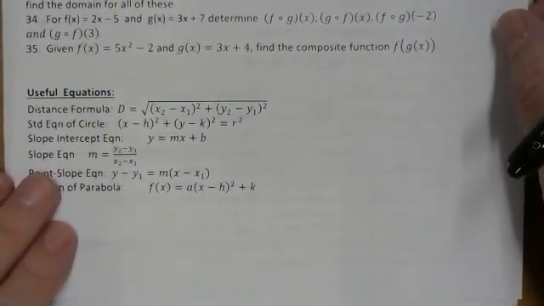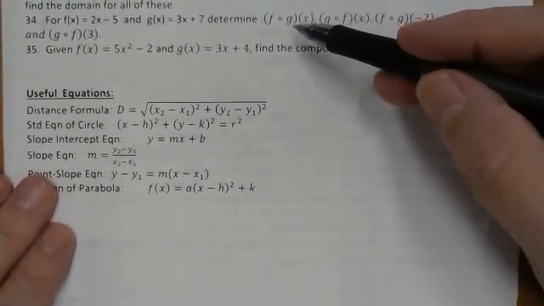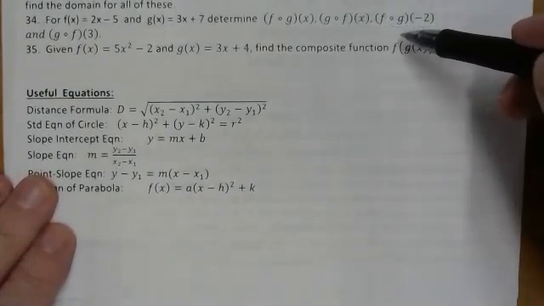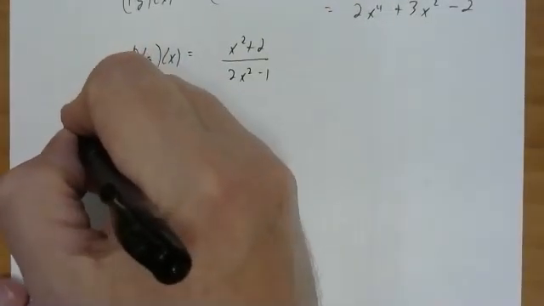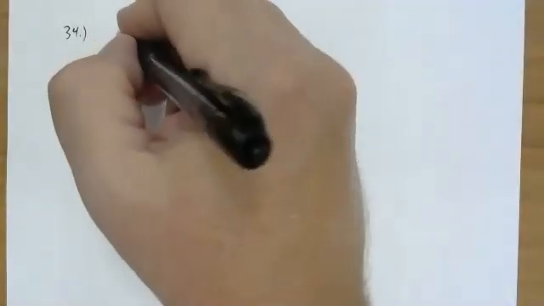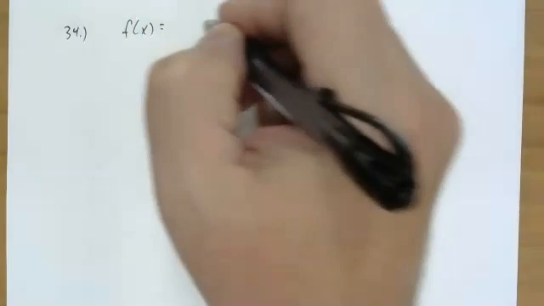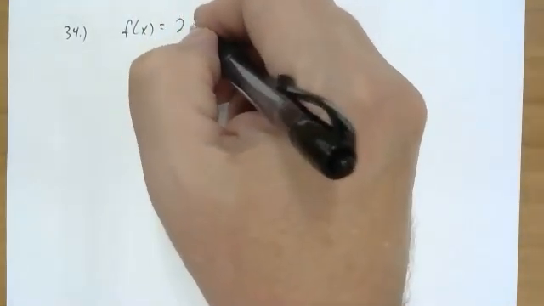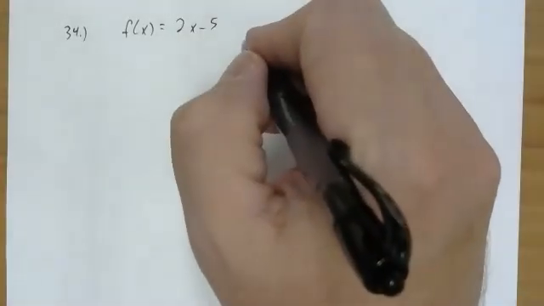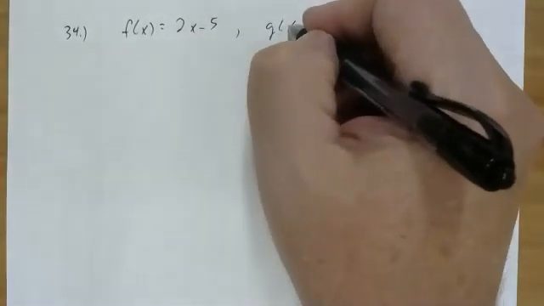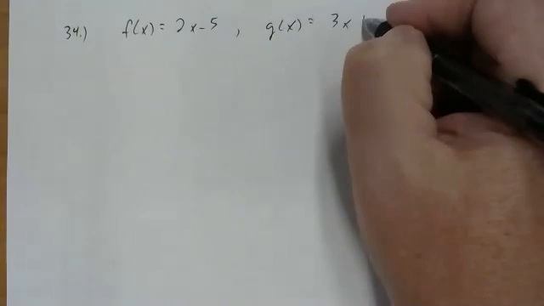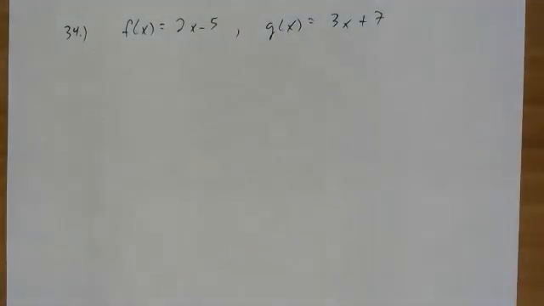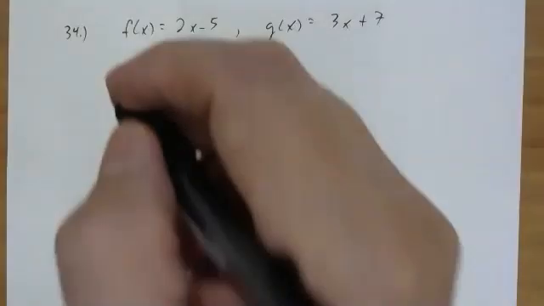Number 34, now we do some composite functions. These are all f composite g, g composite f, f composite. Okay, so you write down the two functions and we can go from there. f of x equals 2x minus 5, g of x equals 3x plus 7.